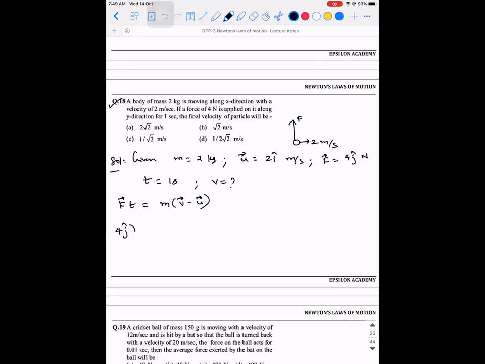So 4 j cap into the time, which is 1 second, is equal to mass, which is 2, into velocity vector minus initial velocity vector, which is 2 i cap. So 2 j cap is equal to v vector minus 2 i cap, which implies v vector will be 2 i cap plus 2 j cap.